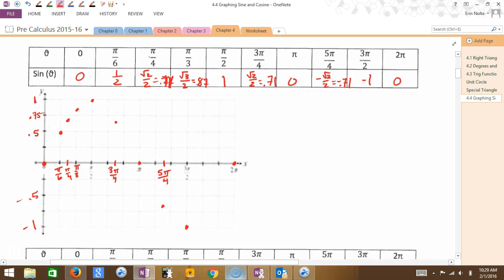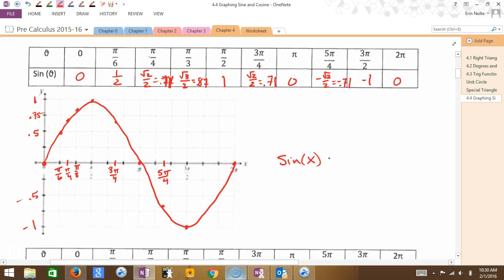Okay, so we kind of already discussed what this should look like, right? You can see this wave starting to emerge. Okay, so to the best of my ability, I'm going to connect these dots. Oh, that's pretty good. Not bad. Okay, so what I just drew is one revolution of the sine function. Okay, so this is the sine of x.